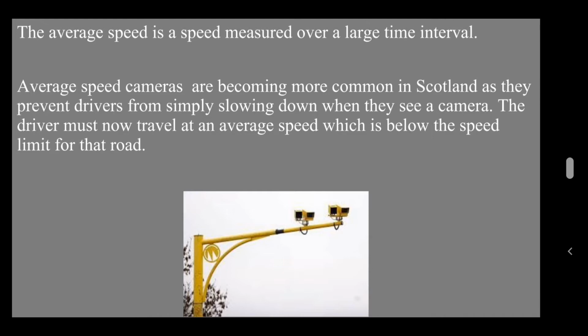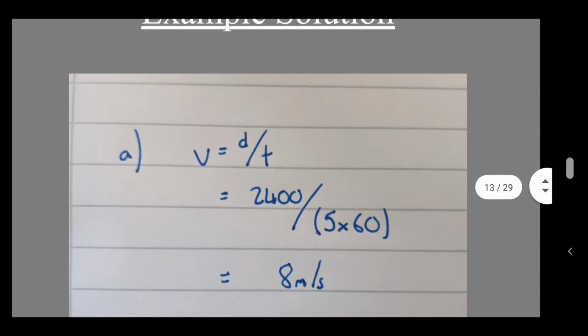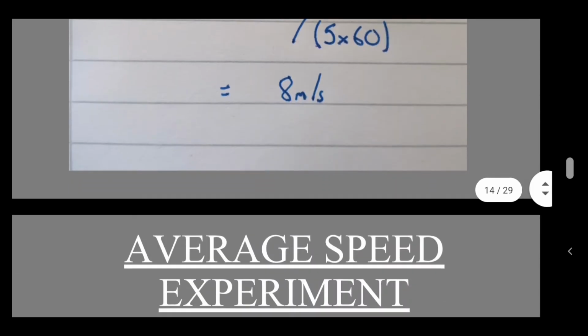Okay? Now, we can do an example of average speed: calculate the average speed of a car which travels 2,400 metres, remember, a large distance, in 5 minutes, a larger time. So it's over a longer time and a longer distance. Then to do that, it's just speed equals distance divided by time: 2,400 divided by 5 times 60, because we need to get into seconds, which is 8 metres per second. Remember, it's not a vector, so it does not need a direction.